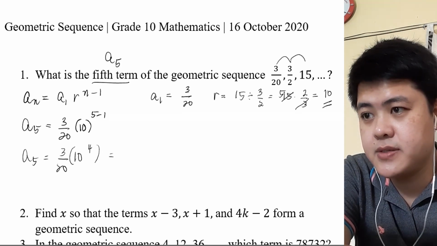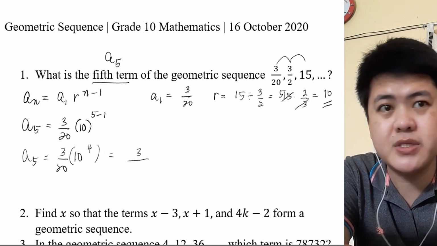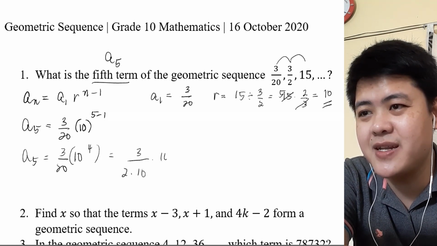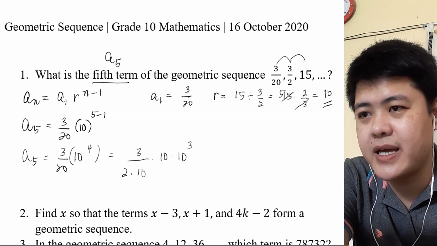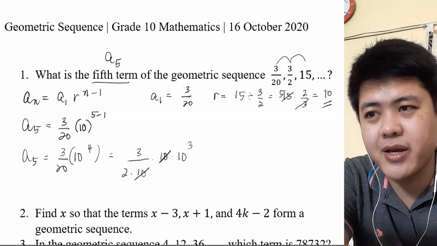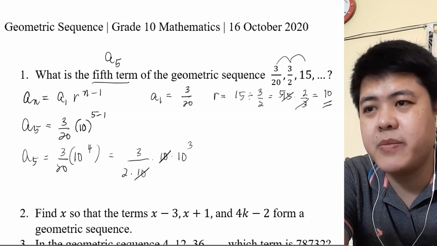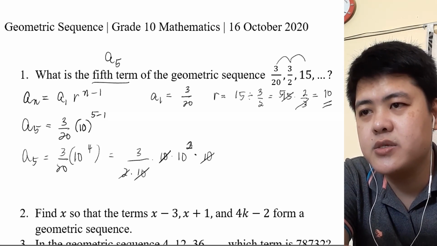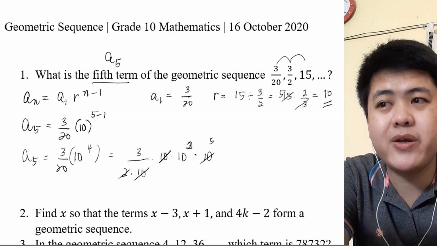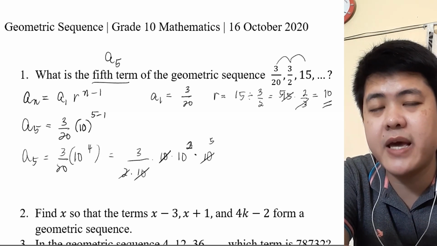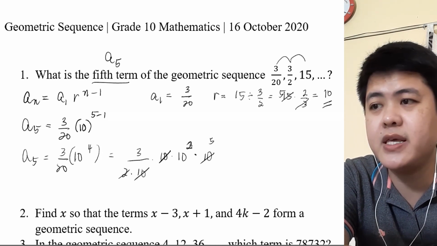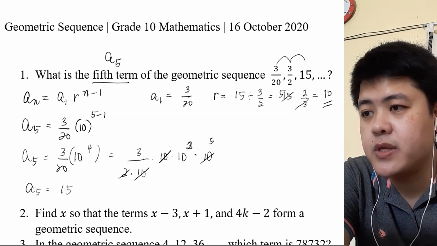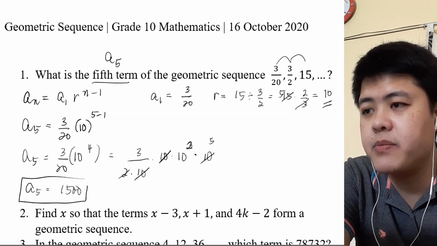So let's simplify this. This is how I normally do this. 20 is 2 times 10, and this is 10 times 10 cubed. So I can cancel this, and I can change it to 2. Then I set aside the other 10 because I can cancel the 2 there, so this will become 5. 10 squared is 100, 5 times 3 is 15. What's 15 times 100? 1,500, sir. Okay, very good. So therefore, our fifth term is 1,500.